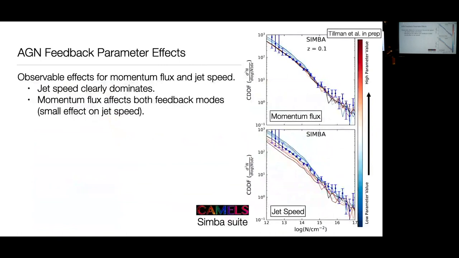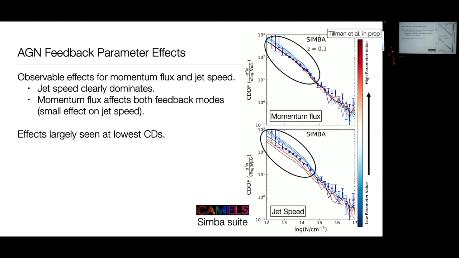And if we use the CAMELS simulations, we can actually explore variations in the Simba simulation jet feedback or AGN feedback, and feedback models in general. And on the right here, we have the column density distribution, on the top varying the momentum flux and on the bottom varying the jet speed. So the jet speed clearly has a much more dramatic effect. That's because the momentum flux only contributes a little bit to setting the jet speed. The jet speed is what allows the jets to get out into the IGM, and that's what affects the forest.